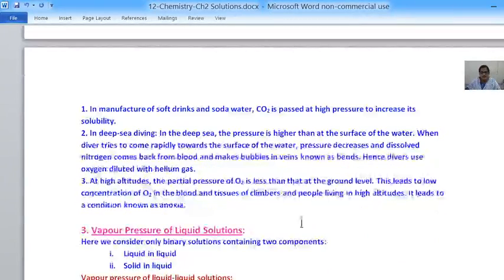Now moving on to the third application, that is at high altitudes. As we move up, the partial pressure of oxygen is less than at ground level. This leads to a low concentration of oxygen gas in the blood as well as in the tissues of mountain climbers, as well as people living in the high altitude region. Since the amount of oxygen present in the bloodstream of people living in this area is very less, it leads to a condition known as anoxia. So these are the three important applications of Henry's law.